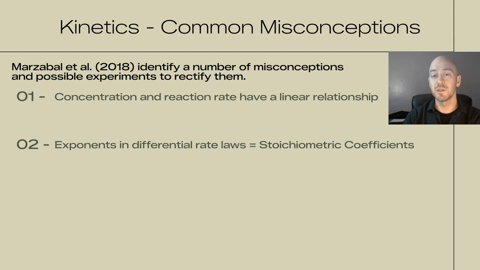Another very common misconception was that the stoichiometry coefficients from the balanced chemical equation are equal to the exponents in the differential rate law. This is especially pernicious and especially present because we do use those stoichiometric coefficients when developing our early rate laws, when we relate the different species to one another, as well as to the overall reaction rate.